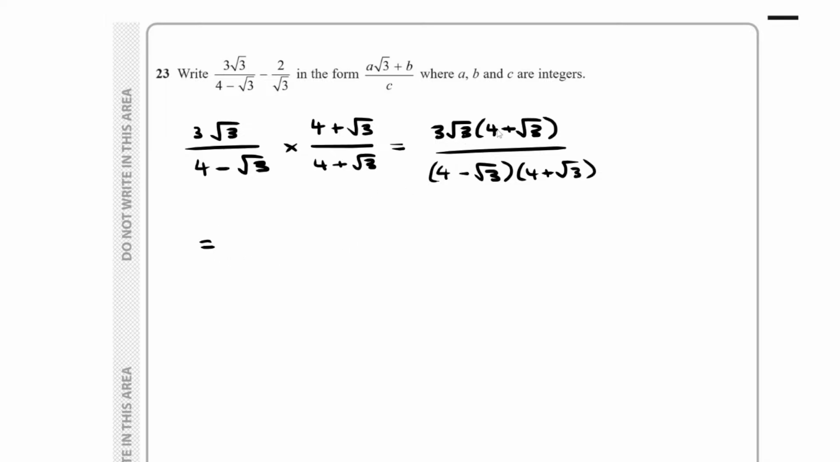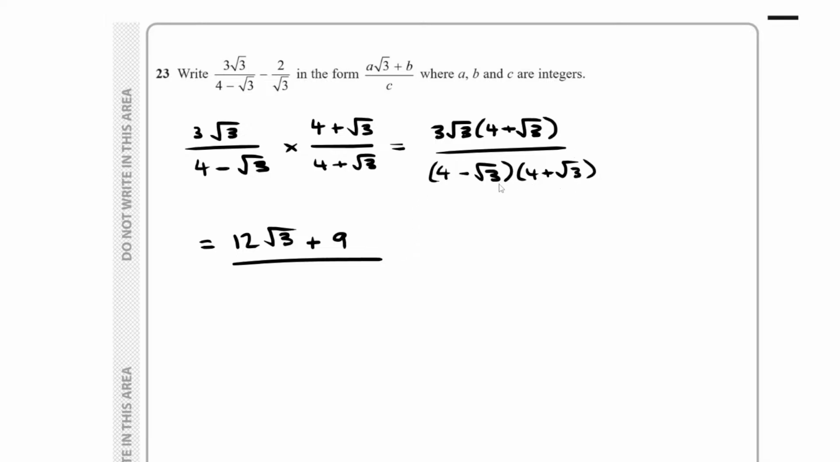3 root 3 times 4 is just 12 root 3, because you see how the 4 is not a surd, it's just a whole number, so that would just be on the outside, plus 3 root 3 times root 3. That would technically be 3 root 9, wouldn't it, because the two surds multiply together. But obviously 9 is a square number, isn't it? So that could just square root to be 3, and 3 times 3 is 9. So I'm just going to write 9 here.